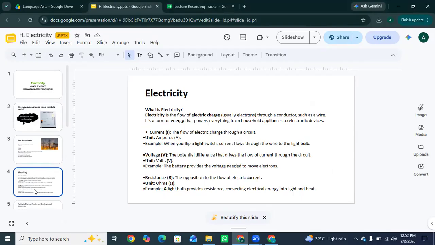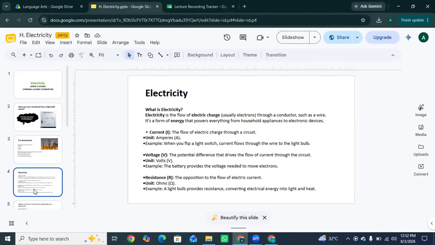So, what is electricity? Electricity is a flow of electric charge, usually electrons, through a conductor such as a wire. It's the form of energy that powers everything from household appliances to electronic devices. So basically, electricity is the movement of electric charges, which are electrons, through a conductor like a copper wire.